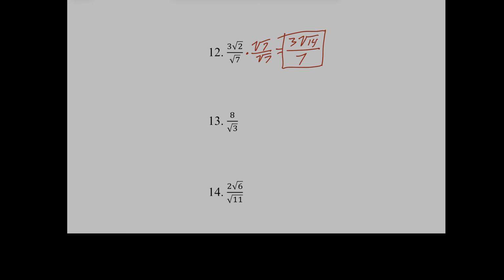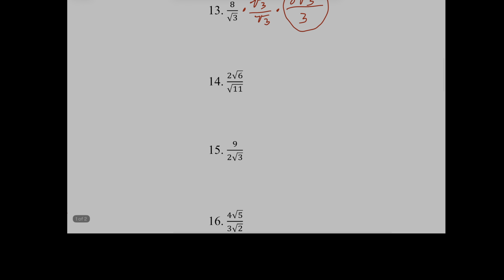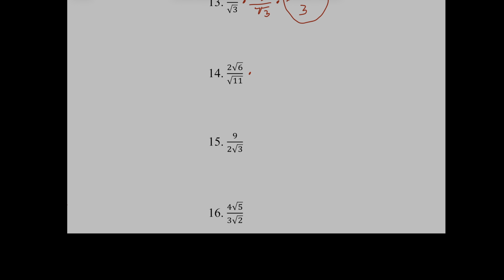Okay, let's go to number 13. I'm going to multiply everything by a root 3 over 3. That's my 1. And I'm going to get 8 root 3 over normal everyday 3. And that is my answer. Let's go on to number 14. Again, I need to get rid of that radical on the bottom. So I just multiply it by itself. And I'm going to get 2 radical 66 over 11.